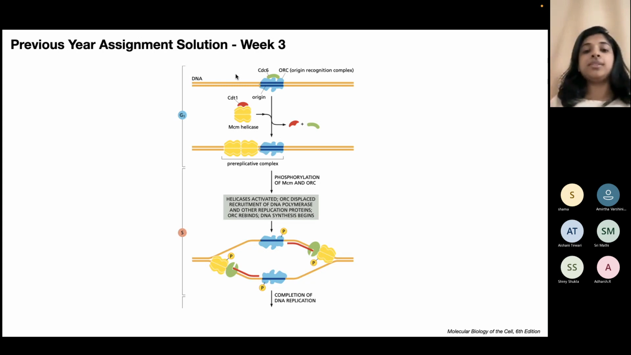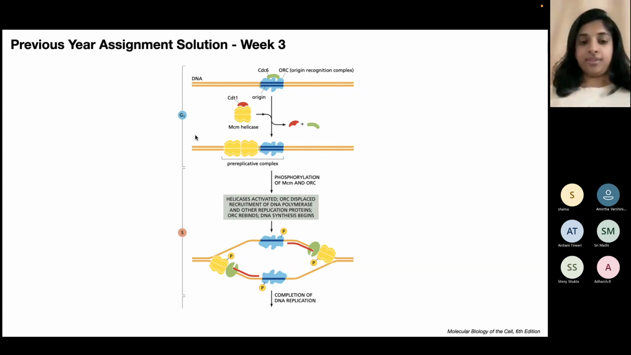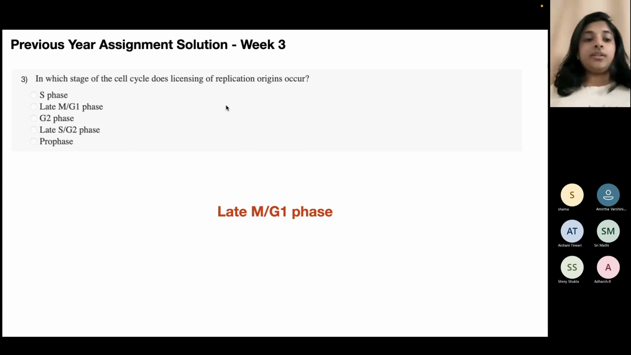Once the checkpoint proteins come, they check that everything is fine, the cell is of appropriate size, and mitogens are present. Then the MCM helicase and the ORC are phosphorylated, because of which they leave the origin, and DNA polymerase is recruited to this place instead, and this happens in the S phase. However, the licensing, as in the identification of the region where replication will start, happens in the G1 phase itself. So it can start in the late M phase, which is basically the phase preceding G1, or happen in the G1 phase.